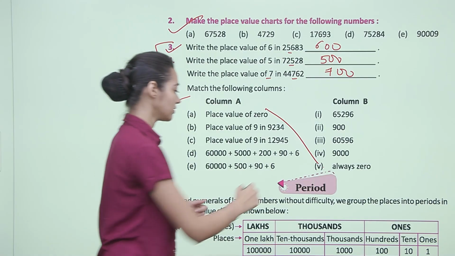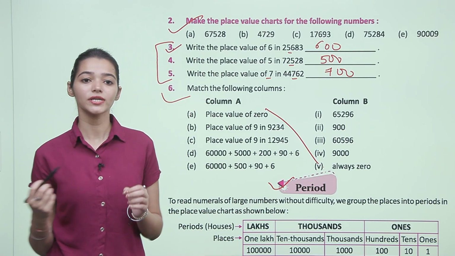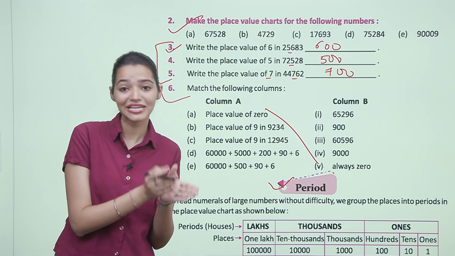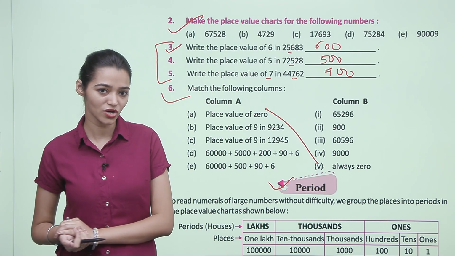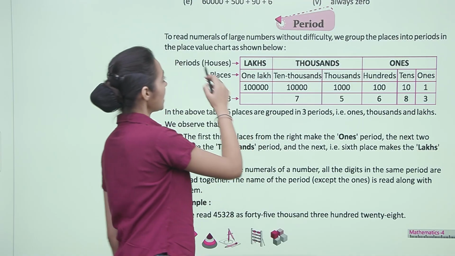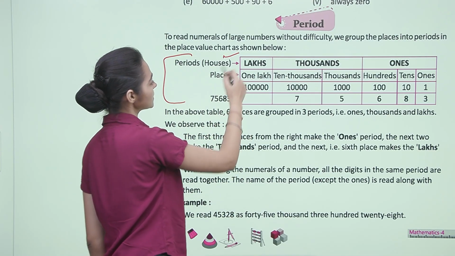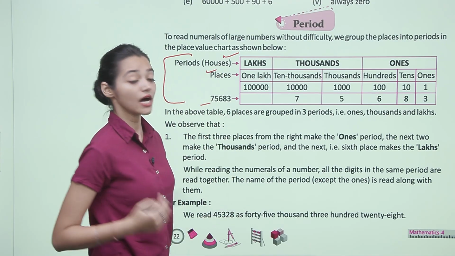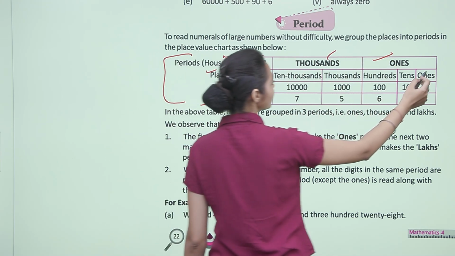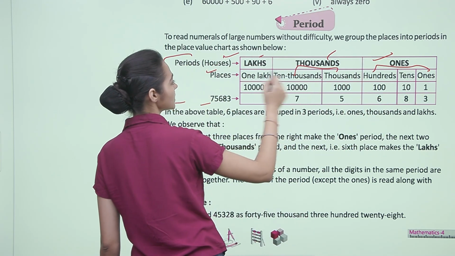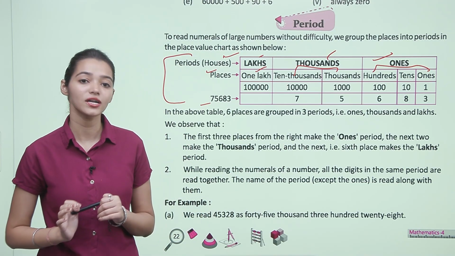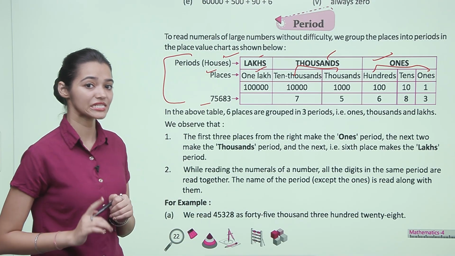Now let's start with period. What is a period? When we read numerals of large numbers without difficulty, we place them into periods in the place value chart as shown below. Here are our periods, that is houses, places and the digits. The houses are ones, thousands and lakhs. In ones we have ones, tens, hundreds, then thousands, 10,000s and 1 lakh. Now in the above table, 6 places are grouped in 3 periods, that is ones, thousands and lakhs.